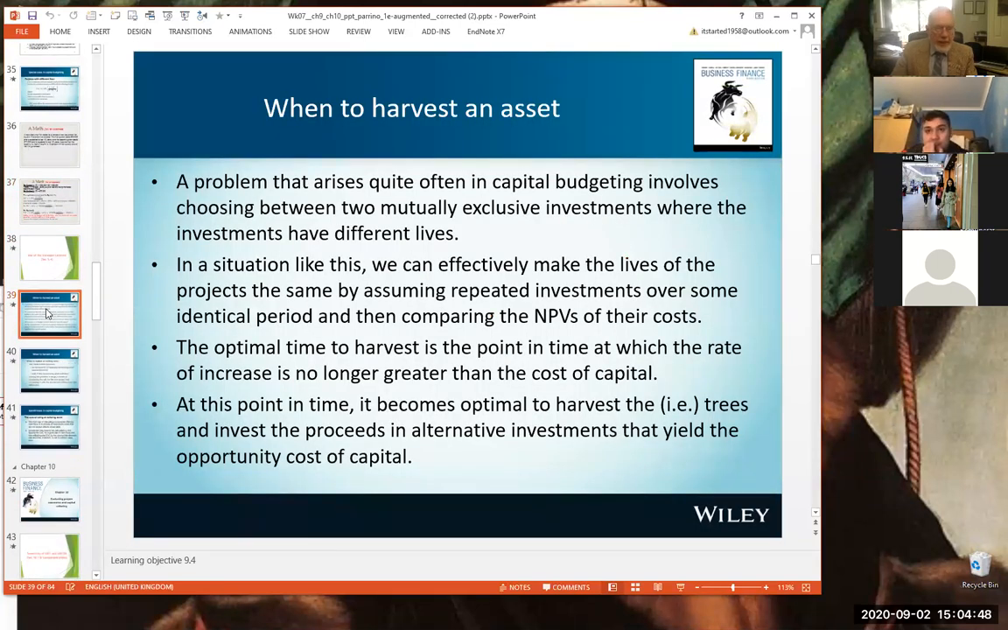Okay. This is a useful group of slides to read through. When we're talking about harvesting an asset, it's really a more polite, more positive way of saying when to retire something, when to scrap it, when to throw it away.